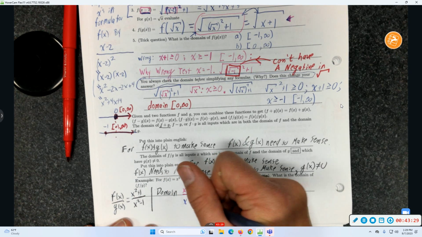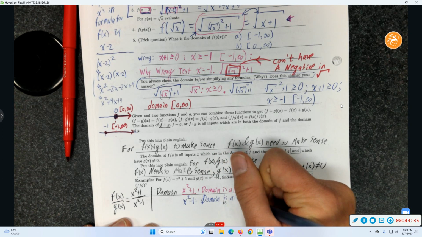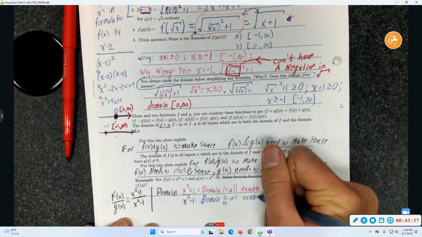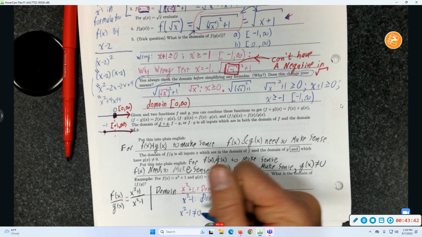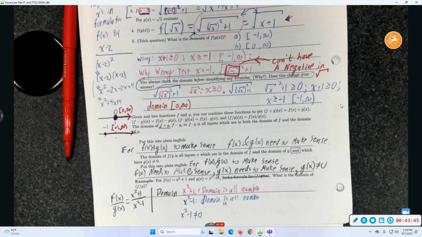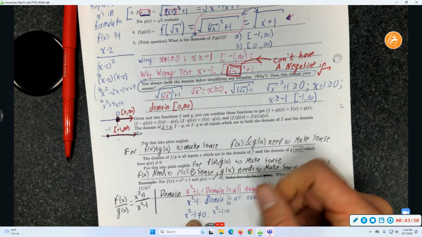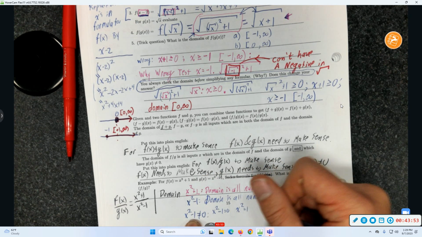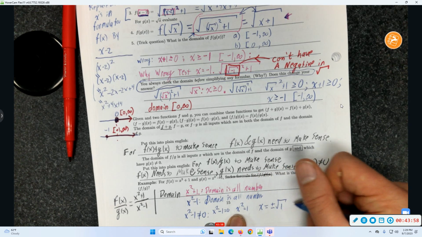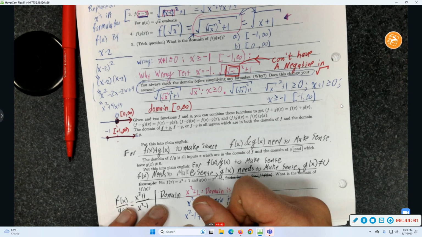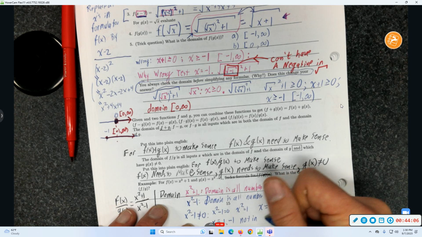X squared minus 1. Same thing. Domain is all numbers. But x squared minus 1 also can't be 0. So let's figure out when x squared minus 1 equals 0. Well, that'll mean x squared equals 1. Square root both sides, so I've got x equals plus or minus the square root of 1, plus minus 1. X equals 1 and minus 1 are not in the domain.